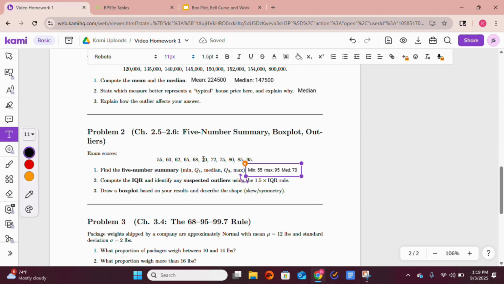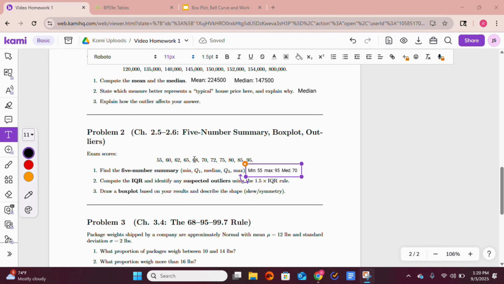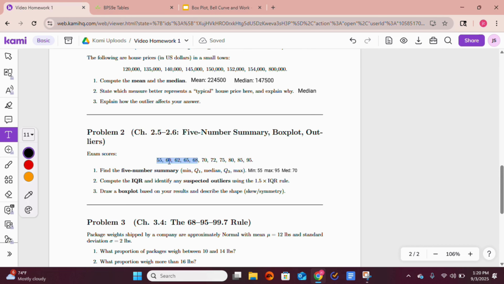Now we can use the median to find Q1. So all we have to do is ignore it, kind of do what we just did to double check, and we just focus on the left side of the median for quartile 1. So if we ignore 70 and just look at these numbers, we can see that 62 is kind of our median, just focusing on that. So that's going to be our Q1.